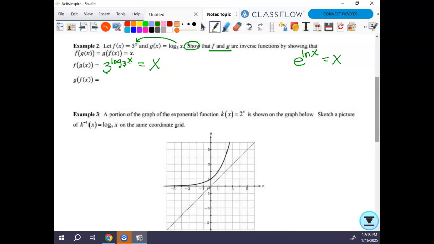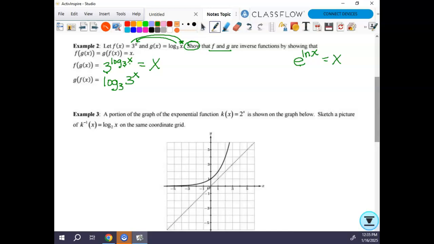Sometimes we get things that look super complicated, but when we simplify them, they're actually very simple. All right? But that works for a natural log, works for a log base anything. Okay? We good on that? All right, so then I'm going to do g of f of x, which means I take this and substitute it in for x right there. So then I'll get log base 3 of 3 to the x power.